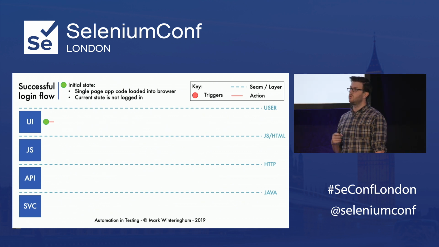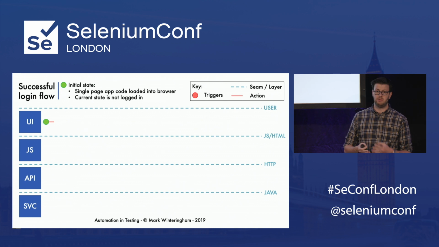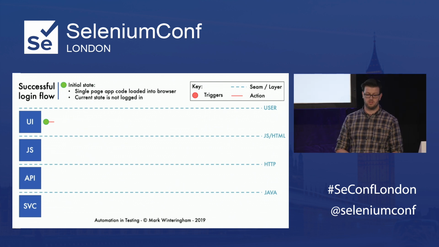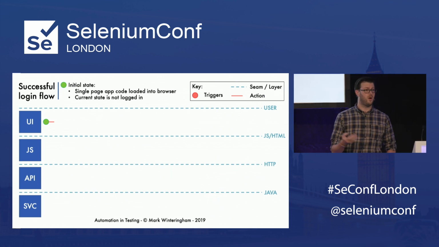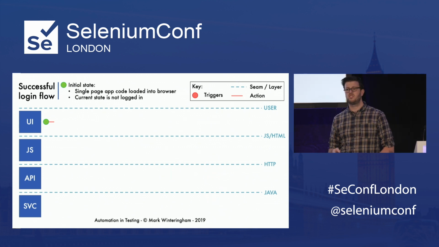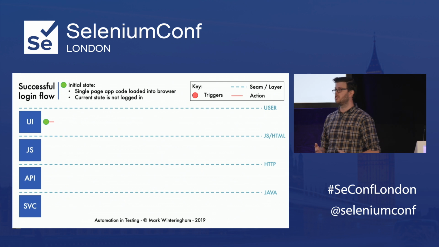So React is doing quite a lot of the heavy lifting in terms of building the visual components. We then have the API. So we're moving to the back end. We've got a web API. But then inside that web API, we have service code.